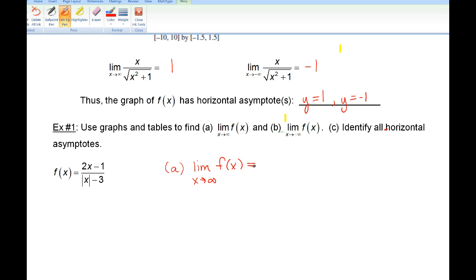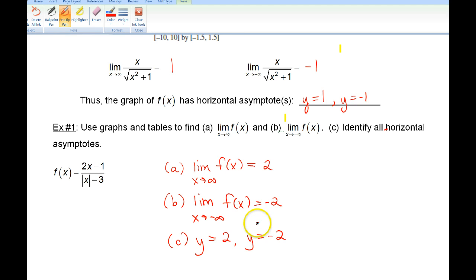What do we get as x approaches positive infinity again? 2. What did we get as the limit approaches negative infinity? Negative 2. So what are our horizontal asymptotes? They are 2 and negative 2. Make sure you're writing y equals 2 and y equals -2, not x equals. And don't just write the numbers. They're asymptotes, so they need to be equations of lines. Good? Questions?